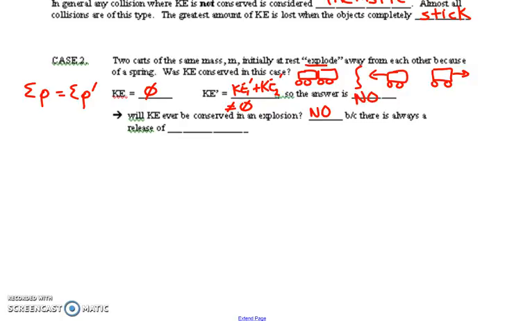So if we started with 0 and we have some non-zero kinetic energy after, actually quite a bit, where did all that energy come from? Well, almost always it is a release of potential energy. That could be chemical, if it's an actual chemical explosion. It could be elastic. In theory, it could be gravitational, although I'm not sure I can see gravitational coming in there. So we have two situations where momentum is conserved, but kinetic energy isn't, even though overall energy is.